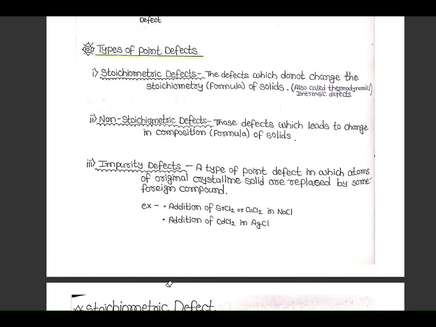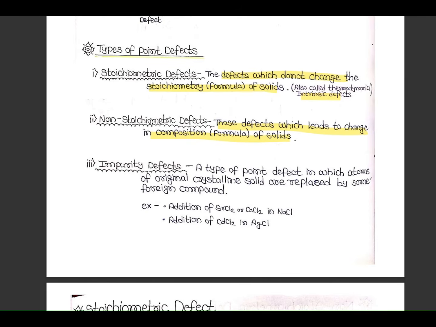Now, let us come to the types of point defect. Stoichiometric defect: the defect which does not change the stoichiometry or the formula of the solid is called stoichiometric defect. It is also called thermodynamic or intrinsic defect. Non-stoichiometric defect: those defects which lead to a change in composition or formula of the solid are called non-stoichiometric defects. We can remember it by stoichiometry, which means the formula.